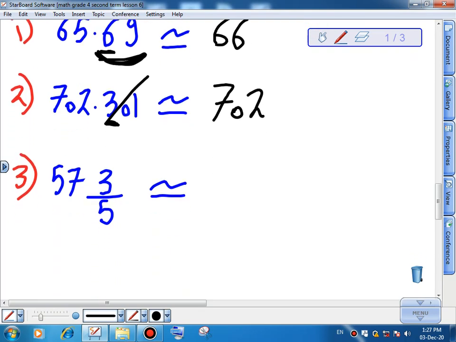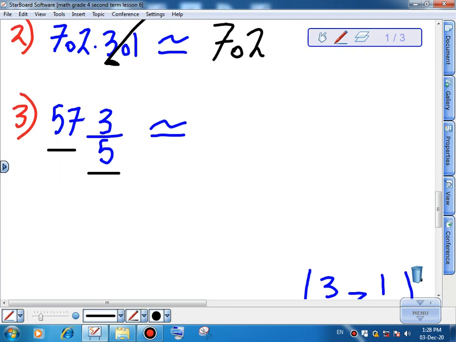In this case, 57 and 3/5. We have a whole part and a fraction. I need to approximate to the nearest unit, so I need to look to the tenth place. Where is the tenth place? Is it not a decimal number? So I need to convert this fraction to a decimal number. To convert a fraction to a decimal, I need to get the denominator to be 10. So we will multiply both the numerator and denominator by 2. I don't multiply the whole part, I only multiply the fraction.